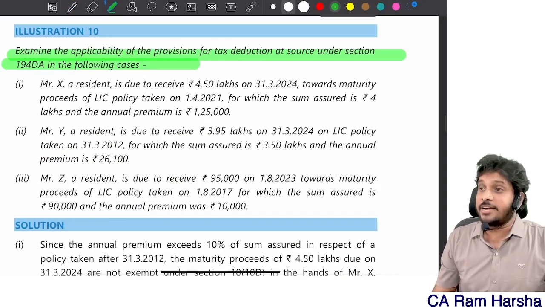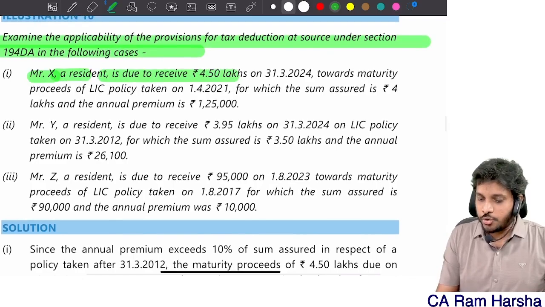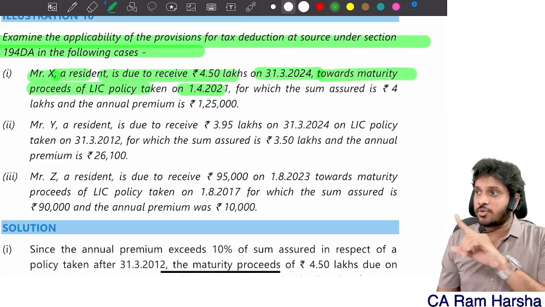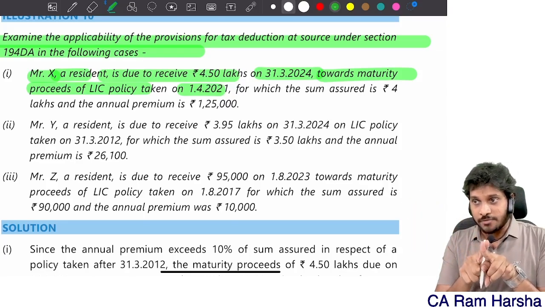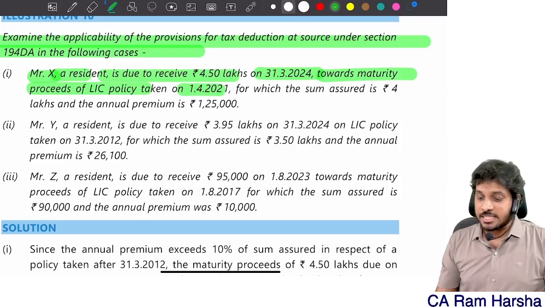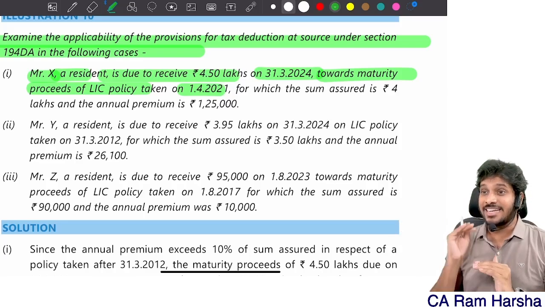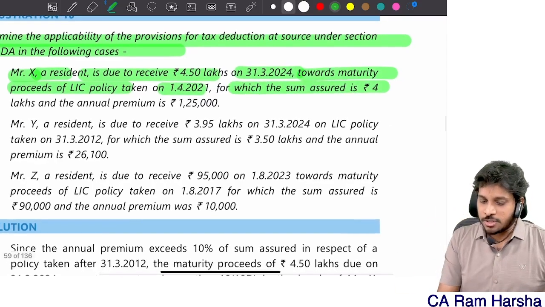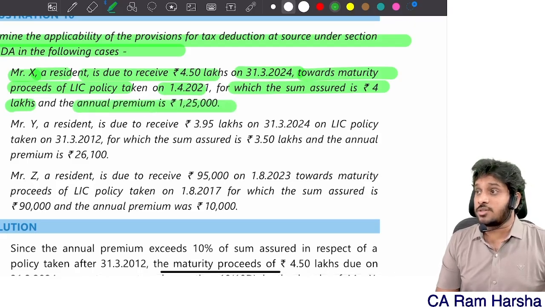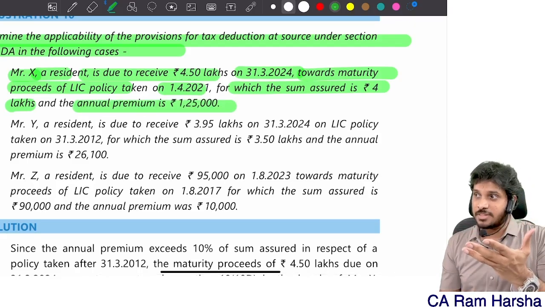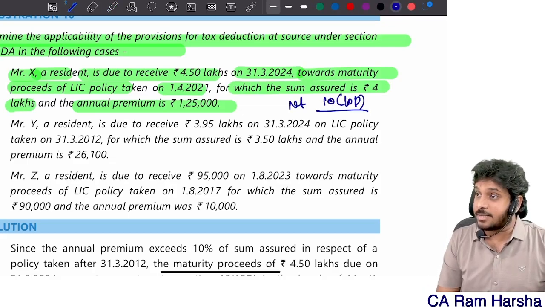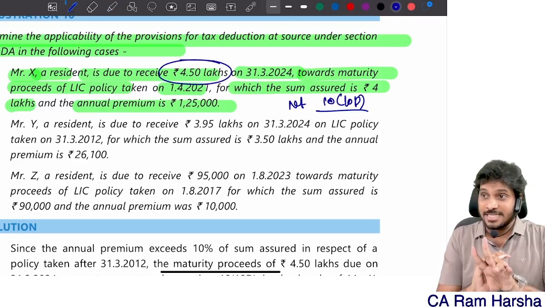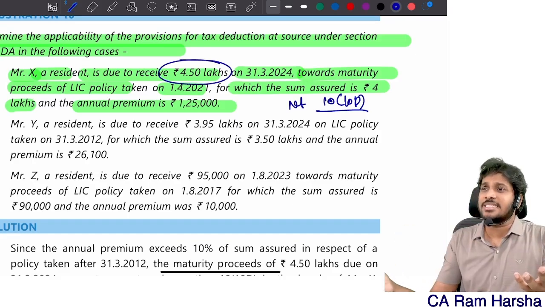Examine the applicability of 194DA. X is a resident due to receive 4.5 lakh on 31st March towards maturity proceeds of LIC policy taken on 1st April 2021. Policy is issued on or after 1st April 2012. In such a case, what is the sum assured? Premium cannot exceed 10%. Sum assured is 4 lakh and premium is 1,25,000. Since the premium paid exceeds 10% of the sum assured, this is not exempt under 10(10D). If it is not exempt, 4.5 lakh, since it exceeds 1 lakh, TDS is applicable.